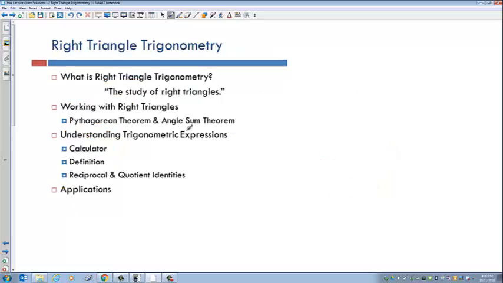All right, so let's go back. We talked about the Pythagorean theorem. We talked about angle sum theorem. So now we want to understand these trigonometric expressions. So what do you mean trigonometric expressions? All right, so you may have heard of these before, but we have what's called the sine, the cosine, the tangent, and they have some partners over here, which we call the cosecant, and the secant, and then finally the cotangent.